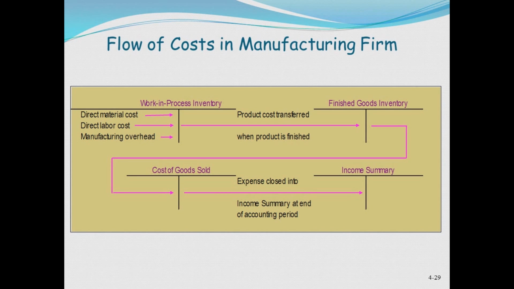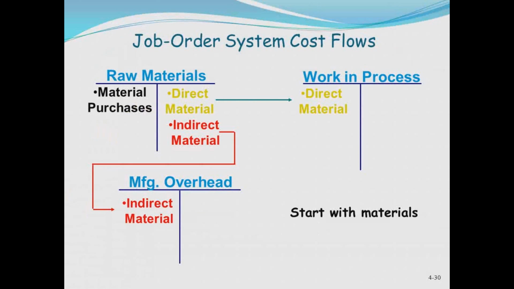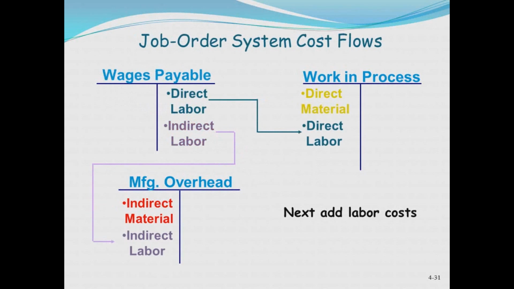A little more detail on this. Direct materials. You purchase the materials or you get them out of inventory. They go into work in process. Indirect materials that are requested do not go into work in process. They go into overhead. Labor will look the same. Direct labor goes into work in process. Indirect labor goes into overhead.